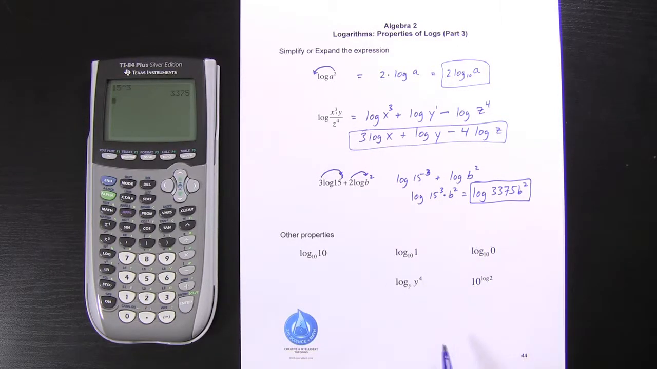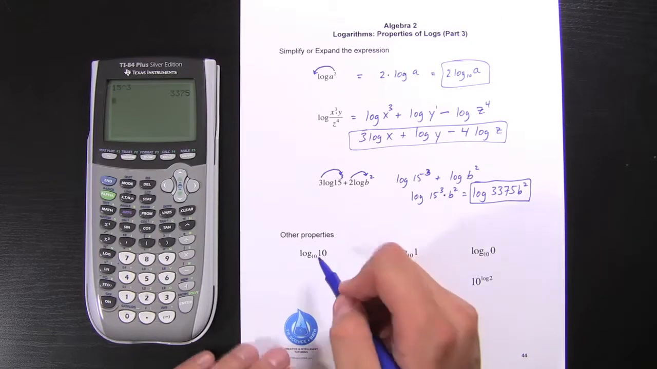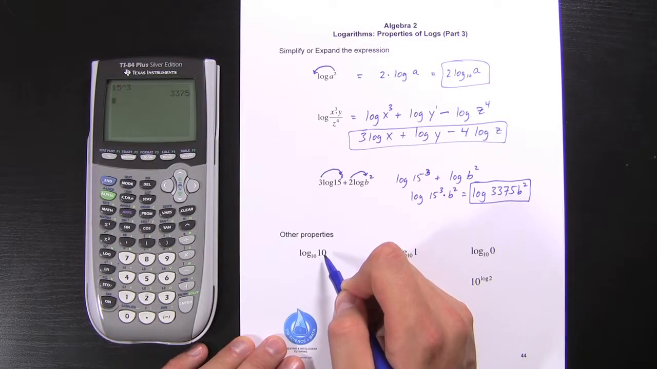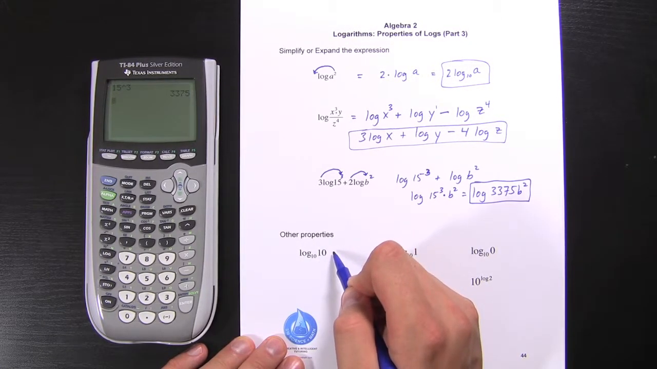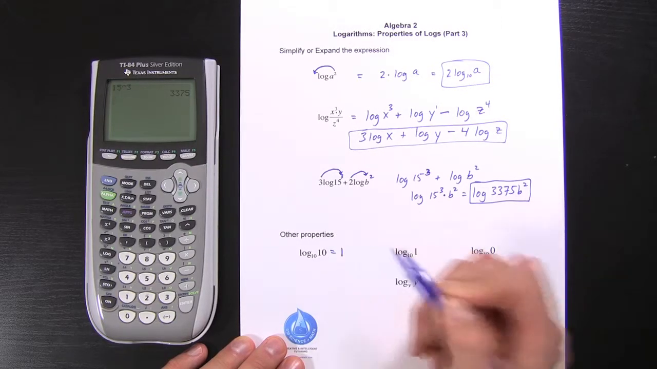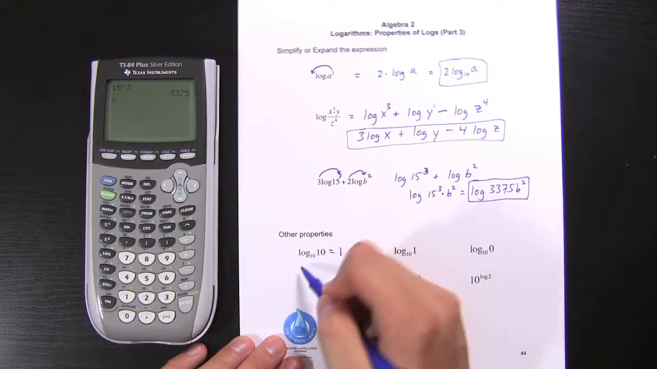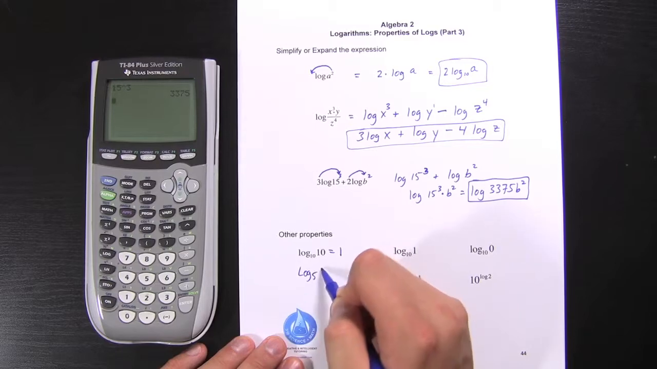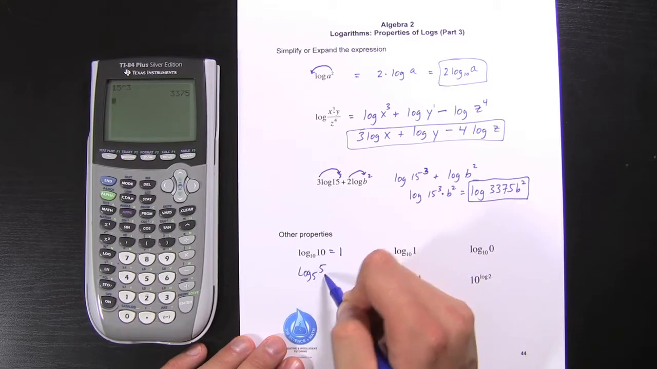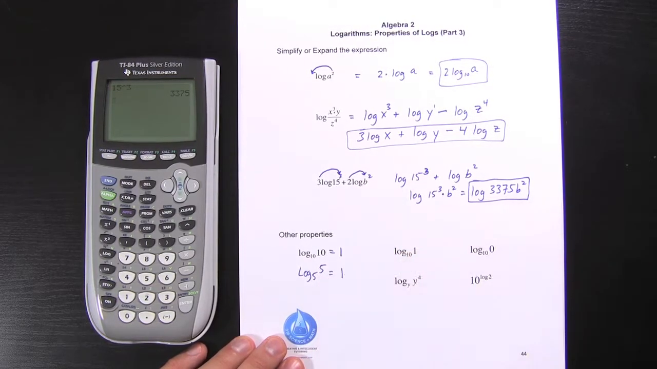Now there's some other properties that you see down here, and I'm going to run through these really quickly, but basically these are properties that I want you to memorize. When the bases are the same, then the value of this is equal to 1. All right, no matter what the value is. If this was like log of 5 to the base 5, that would also be equal to 1. Okay, it's the same thing. So keep that in mind.